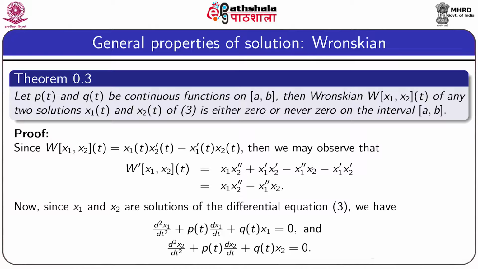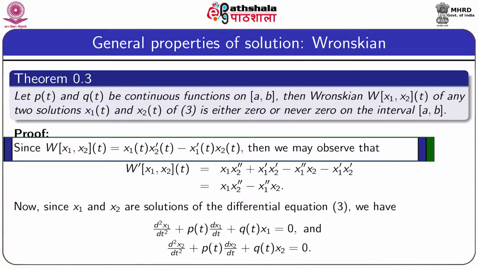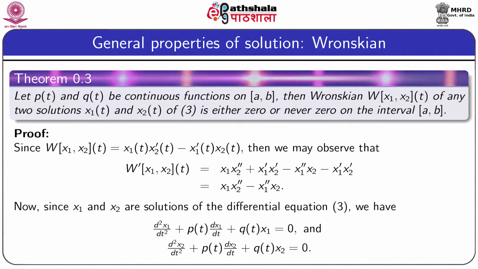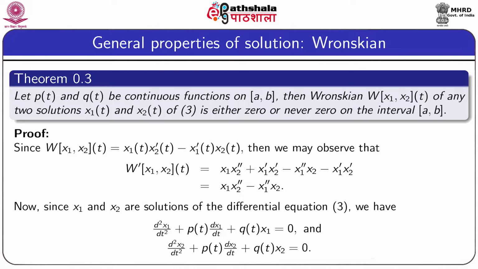The proof is as follows. Since W(x1, x2)(t) is defined as x1(t) x2'(t) minus x1'(t) x2(t), we differentiate the Wronskian to get W' equal to x1 x2'' plus x1' x2' minus x1'' x2 minus x1' x2'. These two terms cancel and we get x1 x2'' minus x1'' x2.